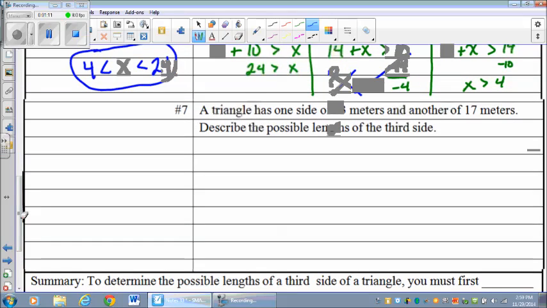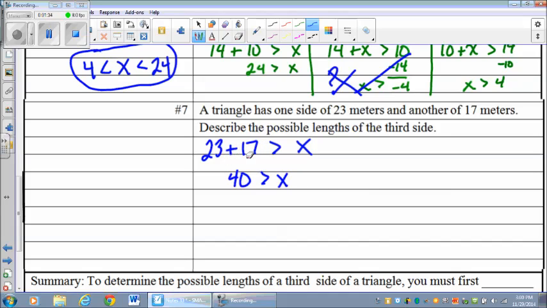All right, following this pattern for number 7, it says one side length is 23, another one is 17. So I'm going to first take the 23 plus the 17 and say it's got to be bigger than my third side, which I'm labeling x. 23 and 17 is, I believe, 40. Right? That's 10, here one, yeah, 40. There's one measure length. Then I'm going to take, let's say, 23 plus x has got to be greater than 17. And then I have the other combination, 17 plus x has got to be greater than 23.